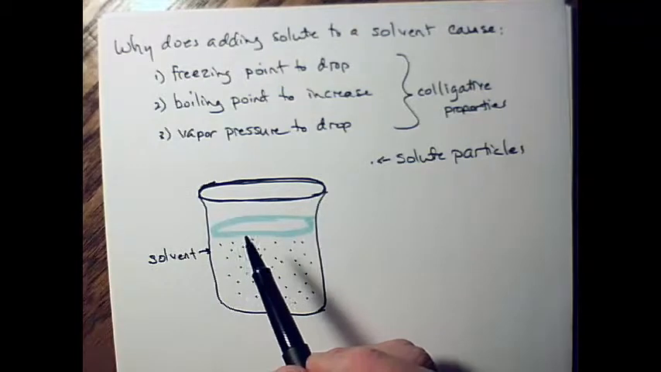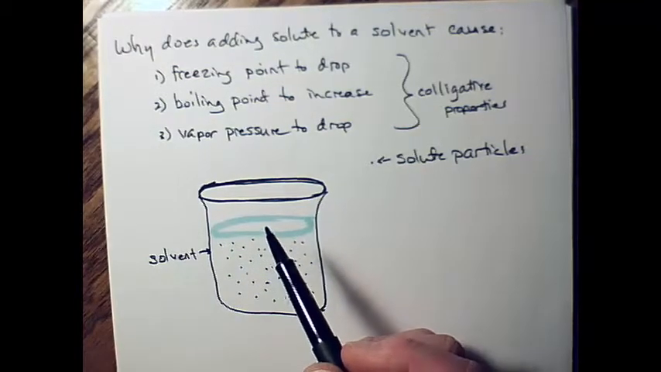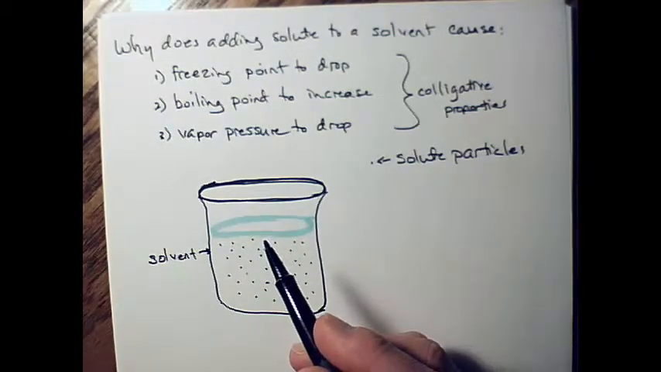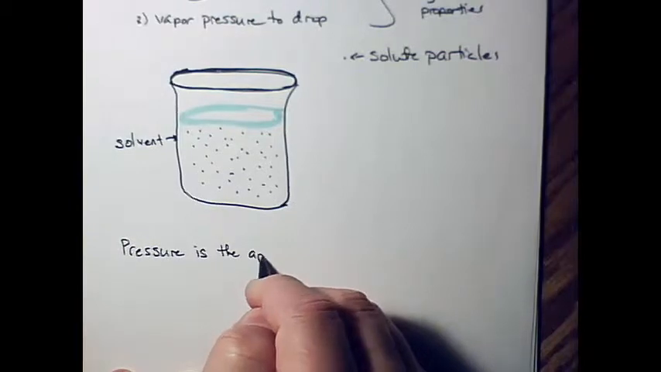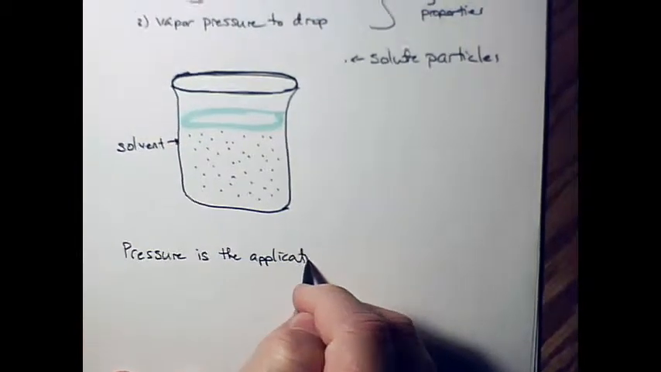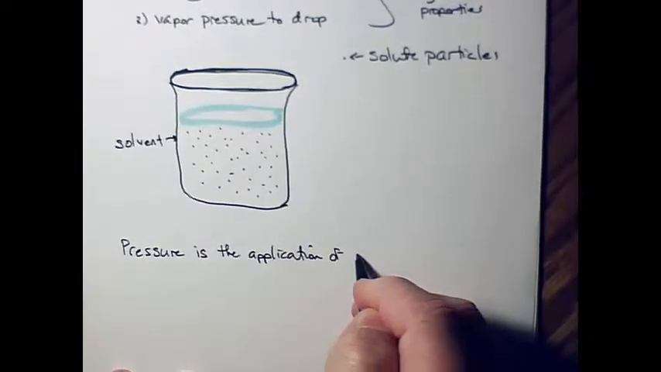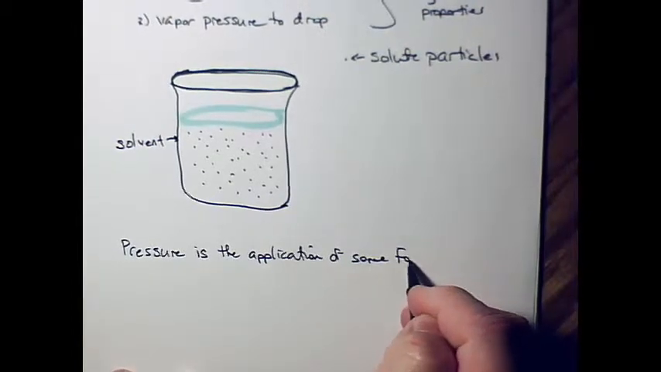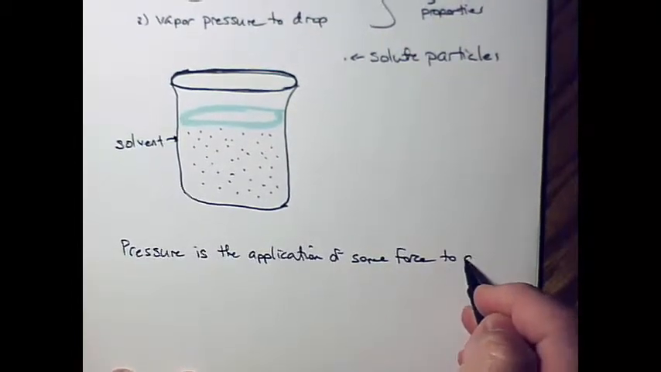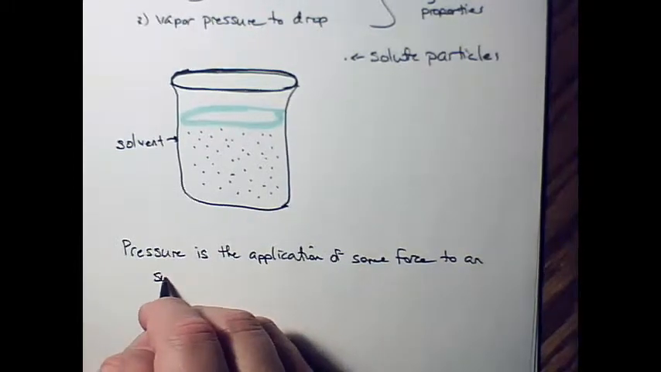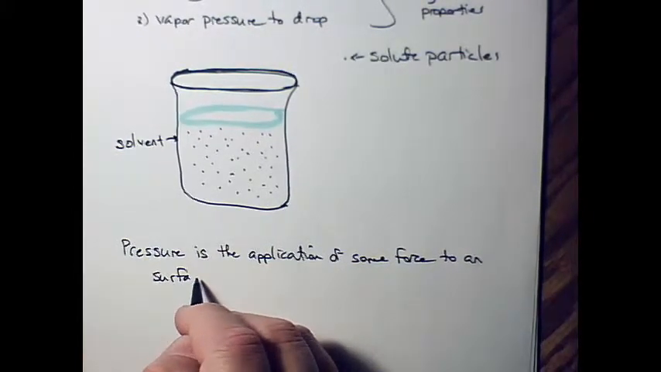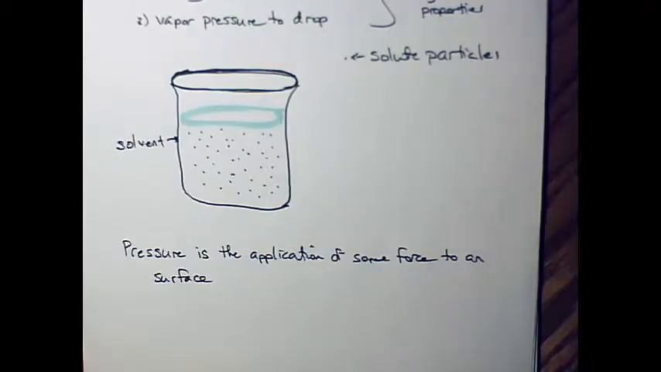All right. Recall in the last unit when we did gases, we talked about what pressure is. What is the definition of pressure? Pressure is the application of some force to, well, let's make it a surface rather than an area, to a surface.